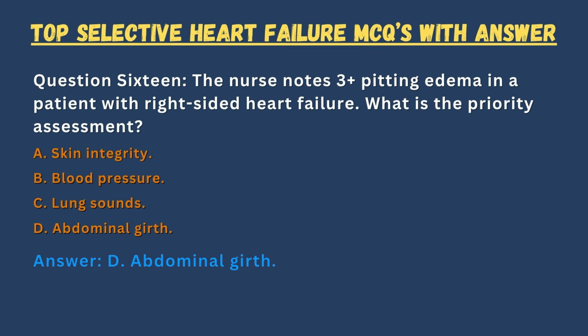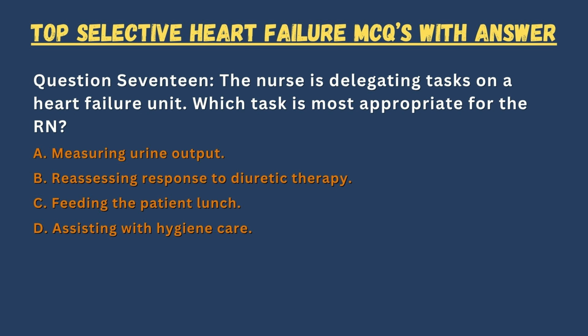Answer: D. Abdominal girth. Question 17. The nurse is delegating tasks on a heart failure unit. Which task is most appropriate for the RN? A. Measuring urine output. B. Reassessing response to diuretic therapy. C. Feeding the patient lunch. D. Assisting with hygiene care.